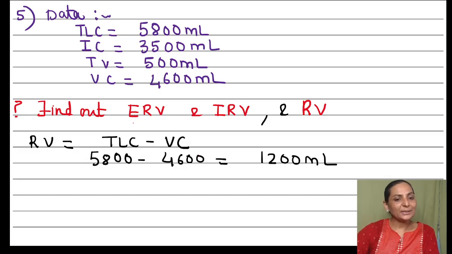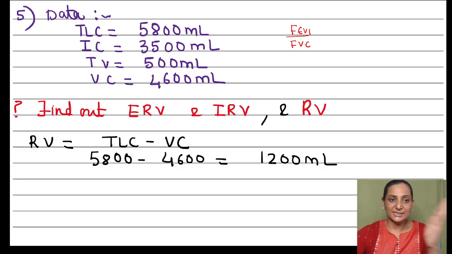Next is to find out ERV, that is expiratory reserve volume, inspiratory reserve volume, and residual volume. The data given to you is the total lung capacity, inspiratory capacity, tidal volume and vital capacity. This is one of the very favorite questions. Similarly, another important question is calculate the FEV1 to FVC ratio. This also comes very importantly, that you have to calculate the ratio of FEV1 to FVC, and you have to then distinguish whether it is obstructive or restrictive lung disease. This is also a very, very favorite question.